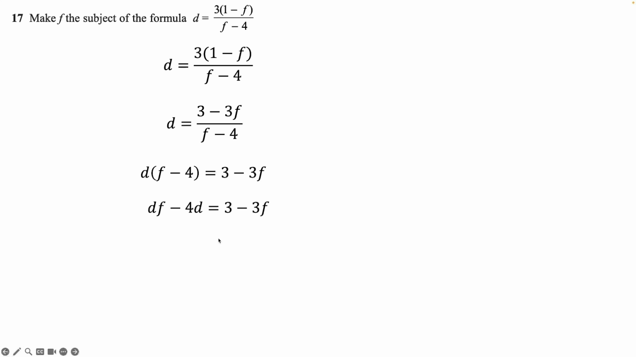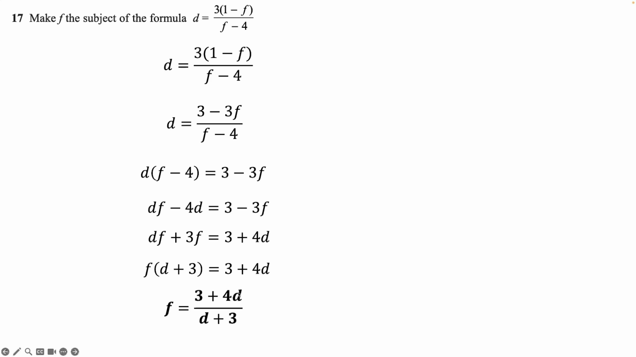Now, we want f on its own, so if we put everything with f on one side and everything without the f on the other side, we can add the 3f to this side and add the 4d to this side. So everything with f is now here. So we get df plus 3f equals 3 plus 4d. We can take a factor of f out to get f brackets d plus 3. So we just factorize this. If you expand this out, you get f times d plus 3 times f, so this works. That's equal to 3 plus 4d. To get f on its own, we can divide both sides by this bracket. So we get f is equal to 3 plus 4d over d plus 3.